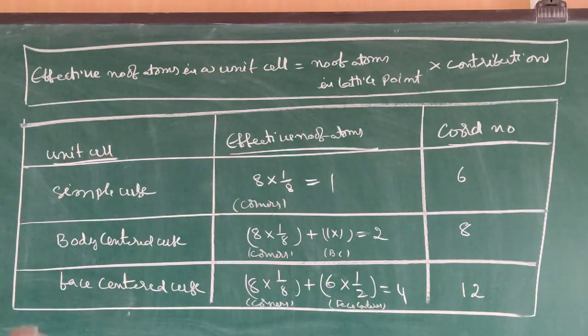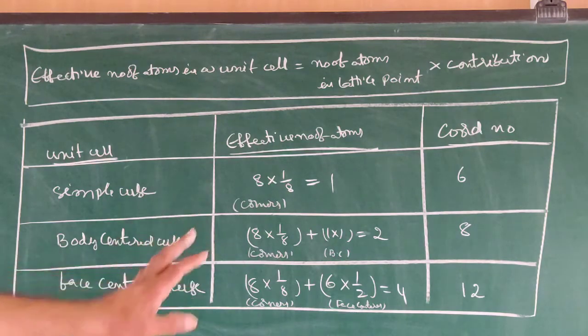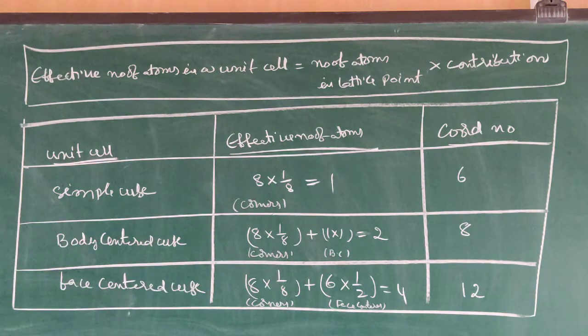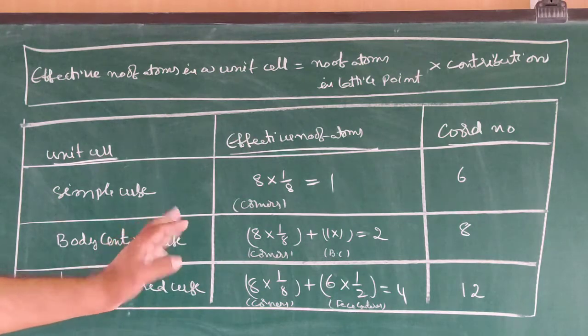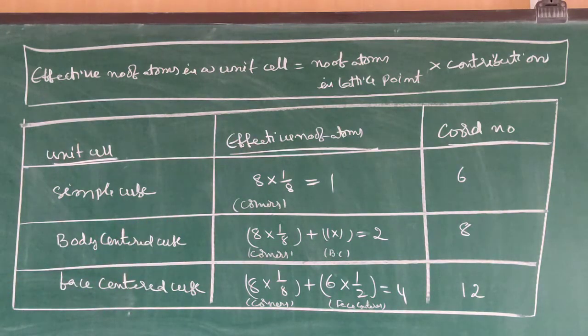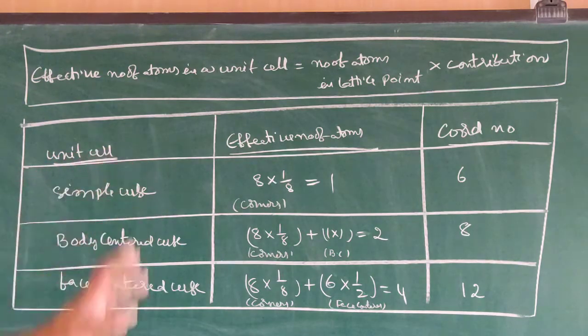And next one, face centered cube. In a face centered cube, 8 corners are occupied by atoms, and 6 face centers are occupied by atoms. So 8 into 1 by 8 plus 6 into 1 by 2. So you get 4. 4 is the effective number of atoms present in a face centered cube. Coordination number is equal to 12.